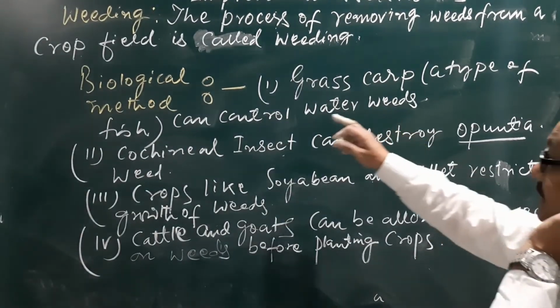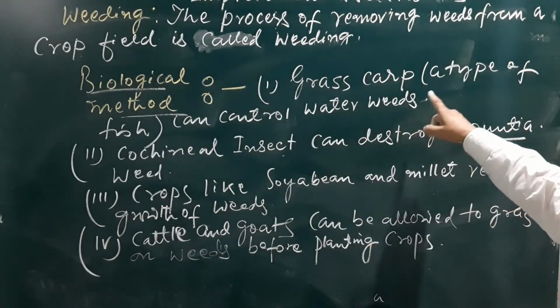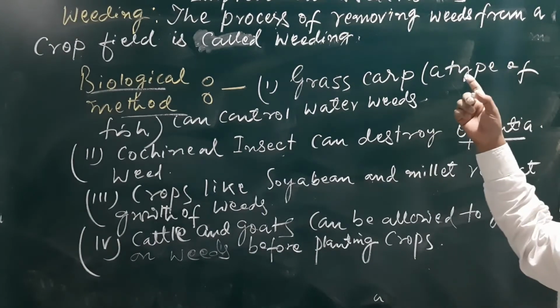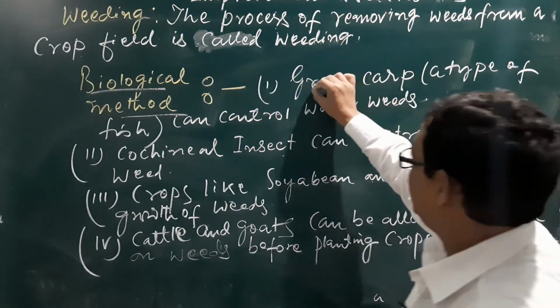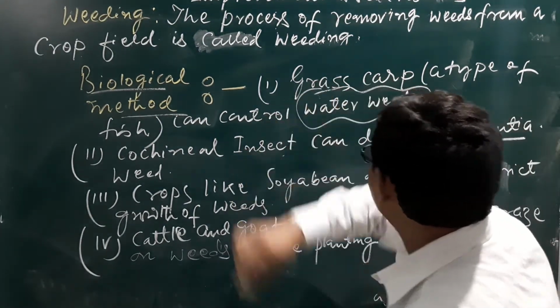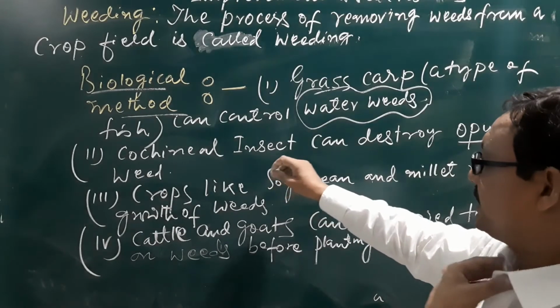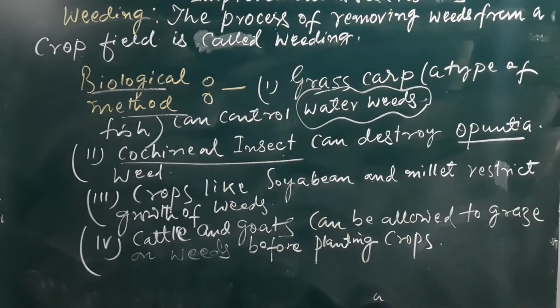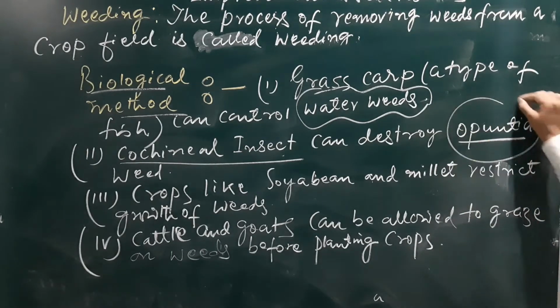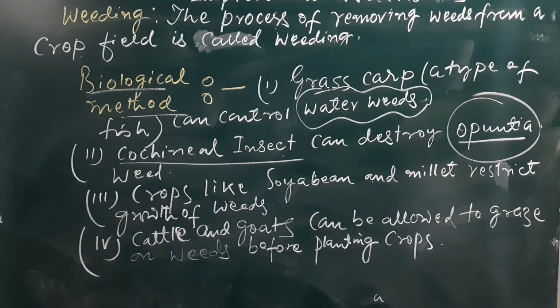I have told you that I may elaborate the biological method, as it is very interesting. Grass carp is a type of fish. It can be introduced in the field where it will feed on the aquatic weeds or water weeds, and in this way the weeds can be eliminated. The second important thing is the introduction of the cochineal insect, which can destroy prickly pear. This is the weed. It can be destroyed by a specific type of insect, the cochineal insect.